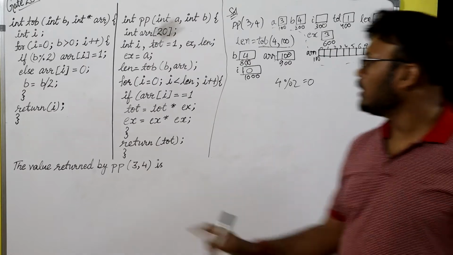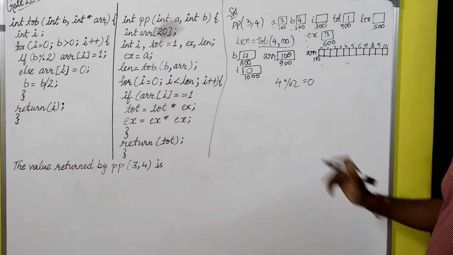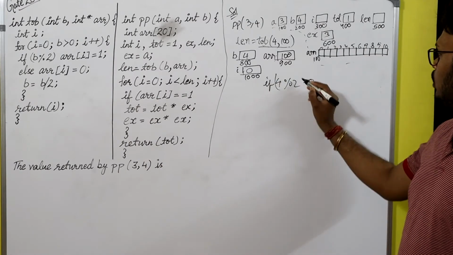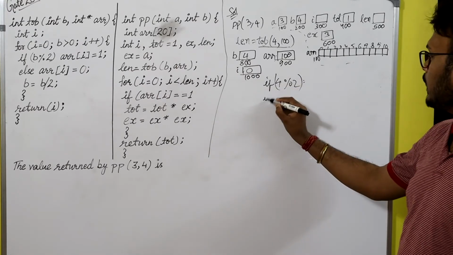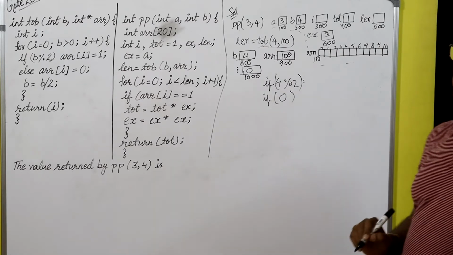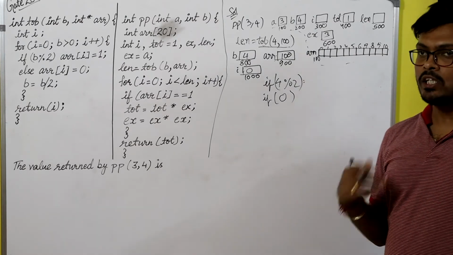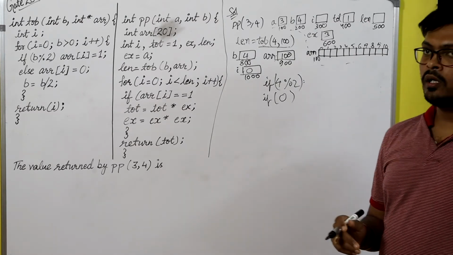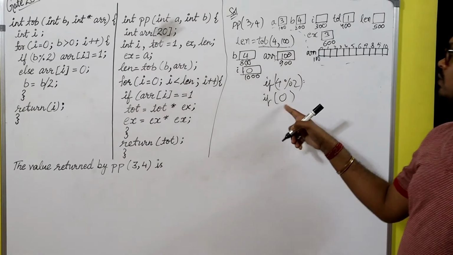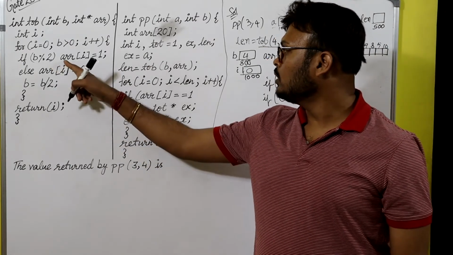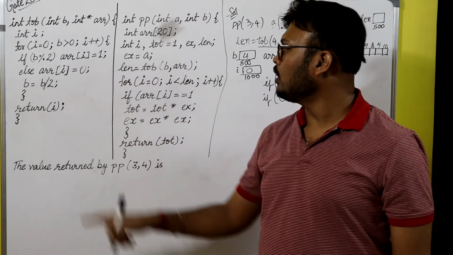Fine. If B mod 2, so B mod 2 means 4 mod 2, that is 0. It can be written as if 0. So if 0 means it's a false condition, because we know 1 represents true and 0 represents false. You might be aware of all this. So if 0 means the condition is false, and since this condition is false, this statement will not be executed.